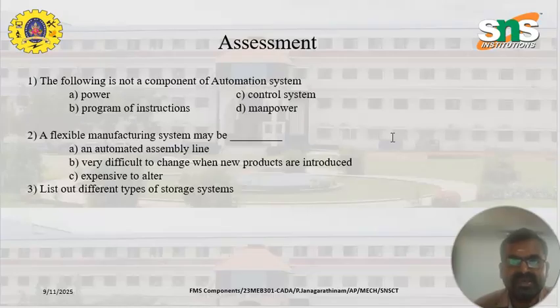And these are some of the assessment questions asked after completing my video sessions. Like, which of the following is not a component of an automation system: the power, control system, and program of instructions. So these three are the major components. Manpower is not one of them, only highly skilled labor is required, so the answer is manpower. A flexible manufacturing system may be an automated assembly line, because all the systems are automated in this streamlined way. The other two options are not related.